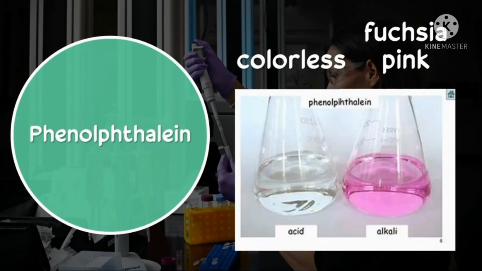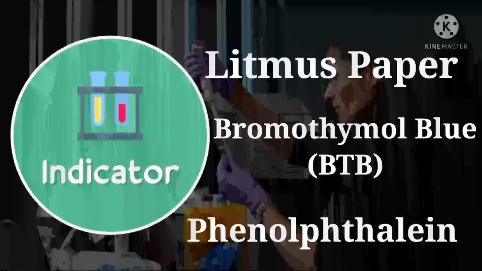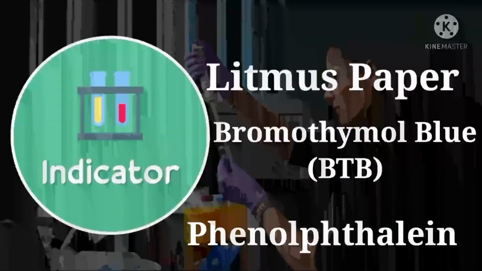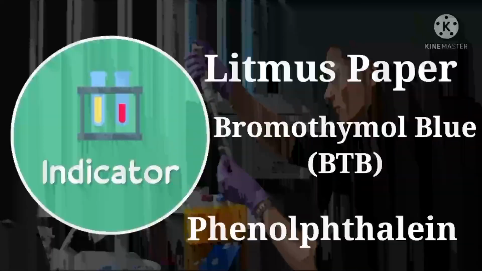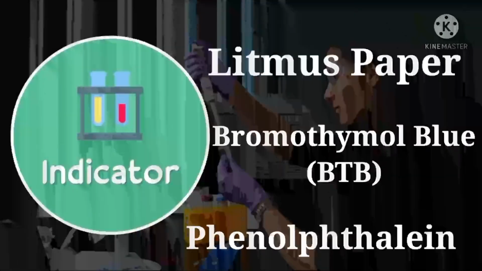Those are some of the indicators that we can use to determine if a substance is an acid, base, or neutral. Actually, marami sila, but these three are the main indicators being used inside the laboratories. So that ends our discussion.